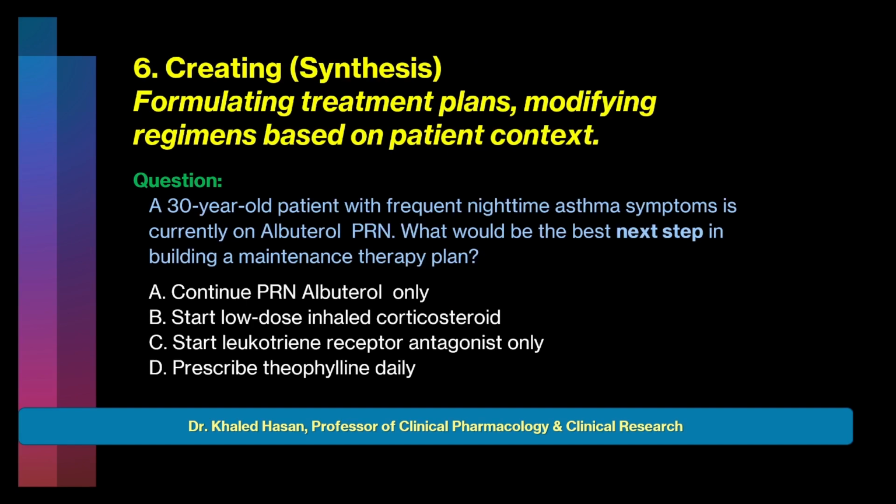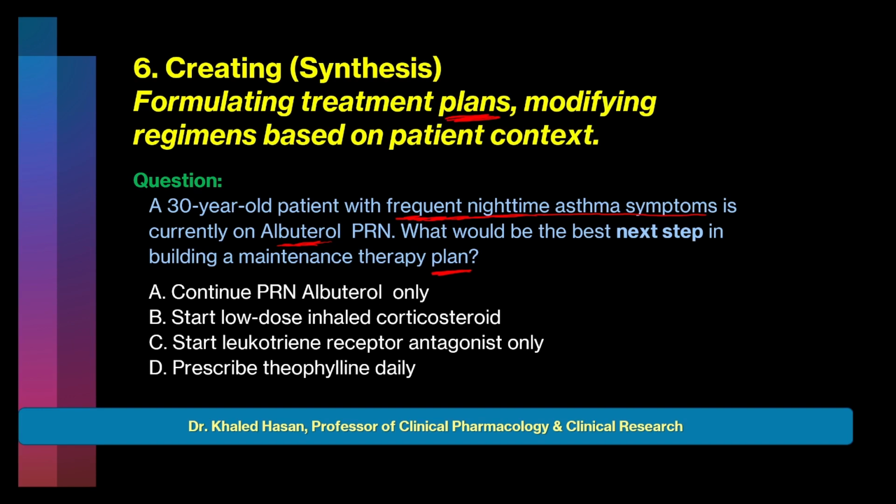Okay, moving to the last level, creating or synthesis, formulating a treatment plan. Here we talk about a plan, modifying the regimen of treatment based on the patient context. So here we have a 30-year-old patient with frequent nighttime asthma symptoms who is currently on albuterol as needed, PRN. What would be the best next step in building a maintenance therapy plan for this patient?